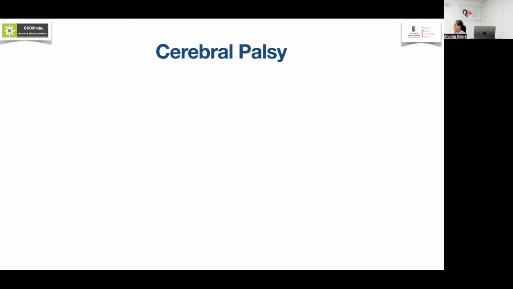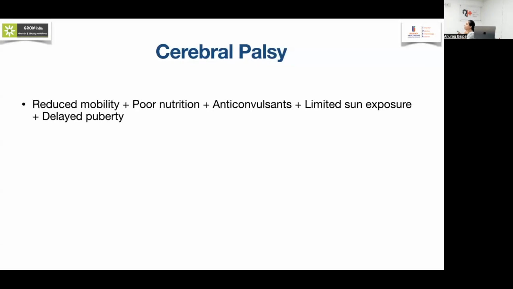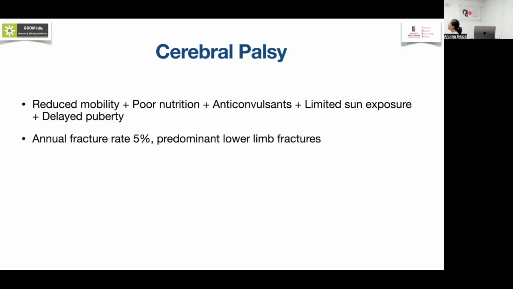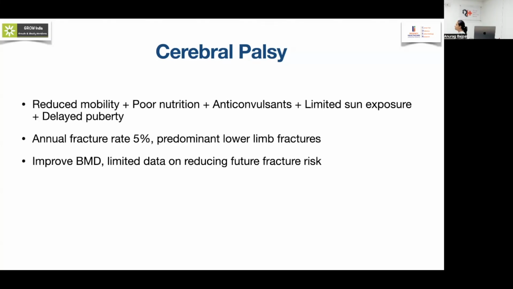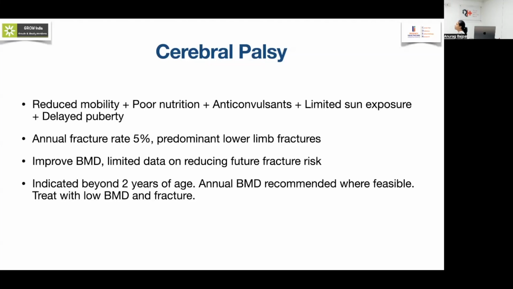Now, a few other conditions where I would like to describe the role of bisphosphonate. In cerebral palsy, we know that there is reduced mobility, poor nutrition, anticonvulsants, limited sun exposure, and delayed puberty, all leading to a compromised bone mineral density. There's an annual fracture rate of 5%, predominantly affecting the lower limbs. Bisphosphonates have been shown to improve the bone mineral density. However, there is limited data on how much they reduce the future risk of fractures.